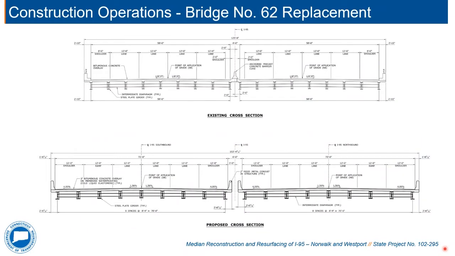This graphic illustrates a comparison of the overall width of the existing bridge versus the proposed. Note that while both structures feature the same 4 lanes for both barrels of I-95, 3 through lanes and a ramp lane, the increased inside and outside shoulder widths resulted in a total width increase of approximately 28 feet.